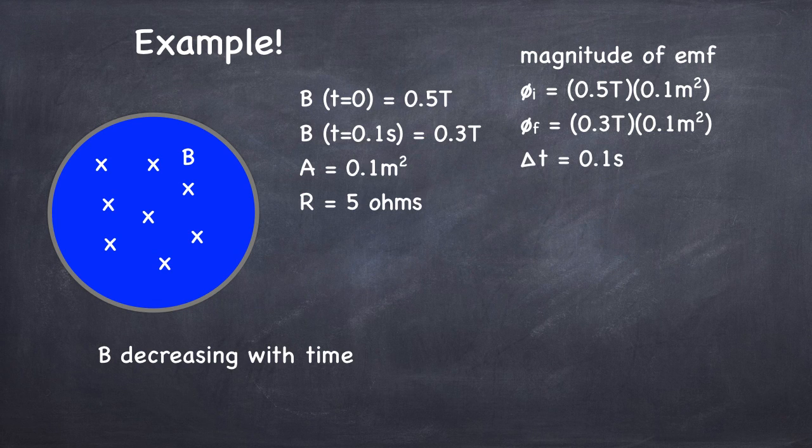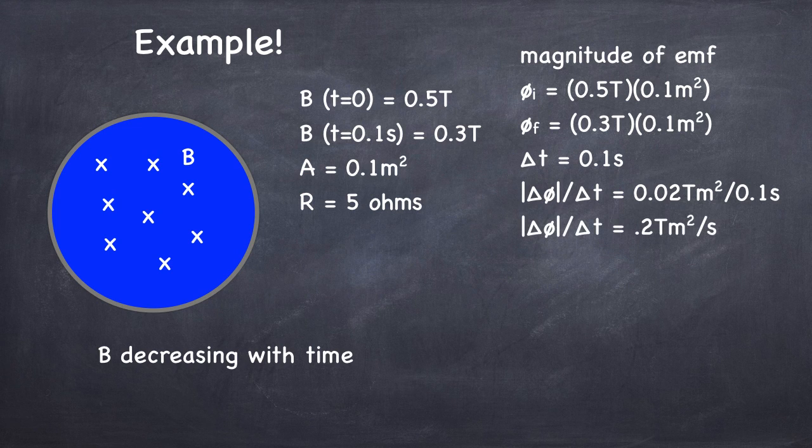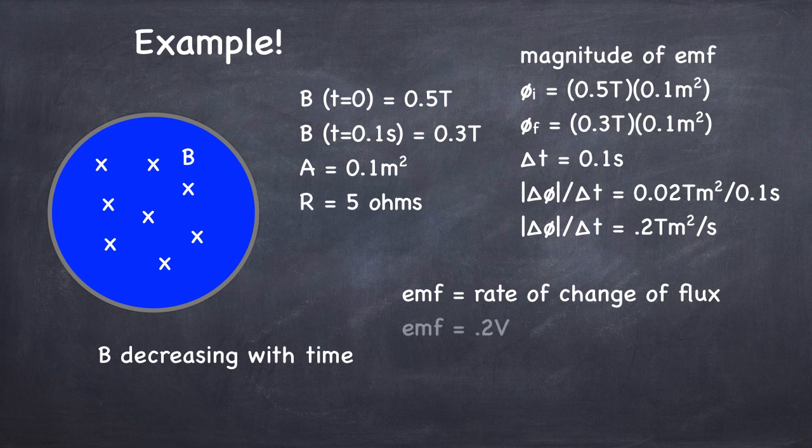So the magnitude of the change in flux is 0.02 Tesla meters squared. The time is a tenth of a second, and so the rate of change of the flux in magnitude is 2/10 of a Tesla meter squared per second. Now the EMF is the rate of change of the flux. The magnitude of the EMF is the magnitude of the rate of change of flux. So that means we have an EMF of 2/10 of a volt. In other words, the 2/10 of a Tesla meter squared per second is the same thing as 2/10 of a volt. The current, therefore, is going to be 2/10 of a volt divided by 5 ohms, or 40 milliamps, 0.04 amperes. Now, let's look at Lenz's rule.